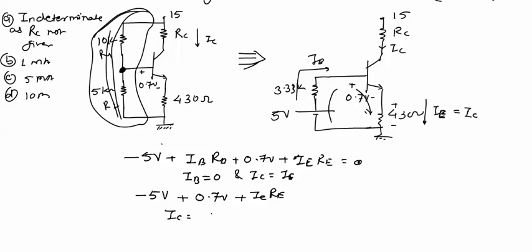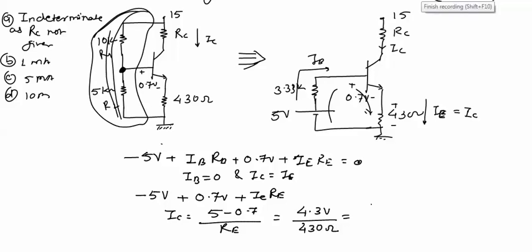So IC can be calculated as 5 minus 0.7 divided by RE, which is equal to 4.3 volt divided by 430 ohms, and this comes out to be 10 milliamperes. So the required collector current is 10 milliamperes. D option is correct. So as beta was not given, we took two approximations and solved the problem. Now take one more example.